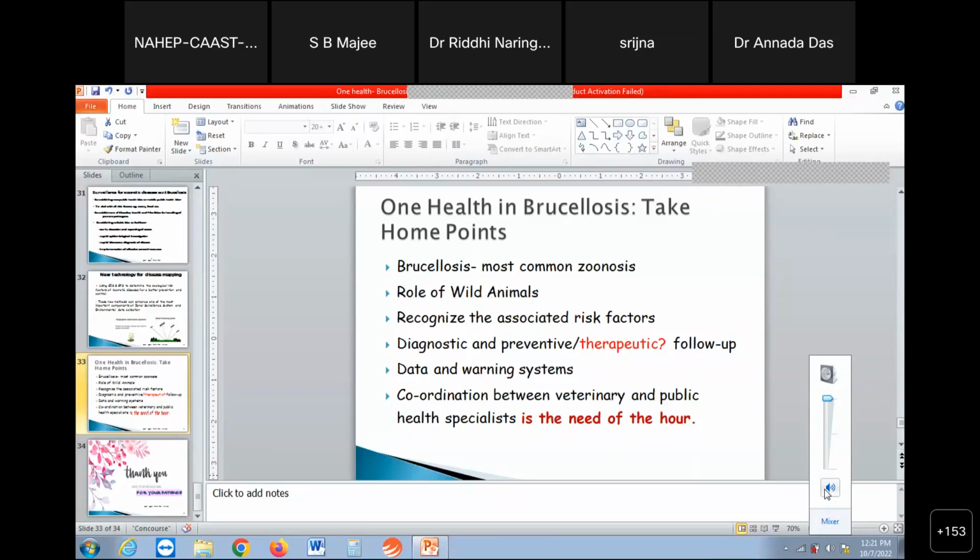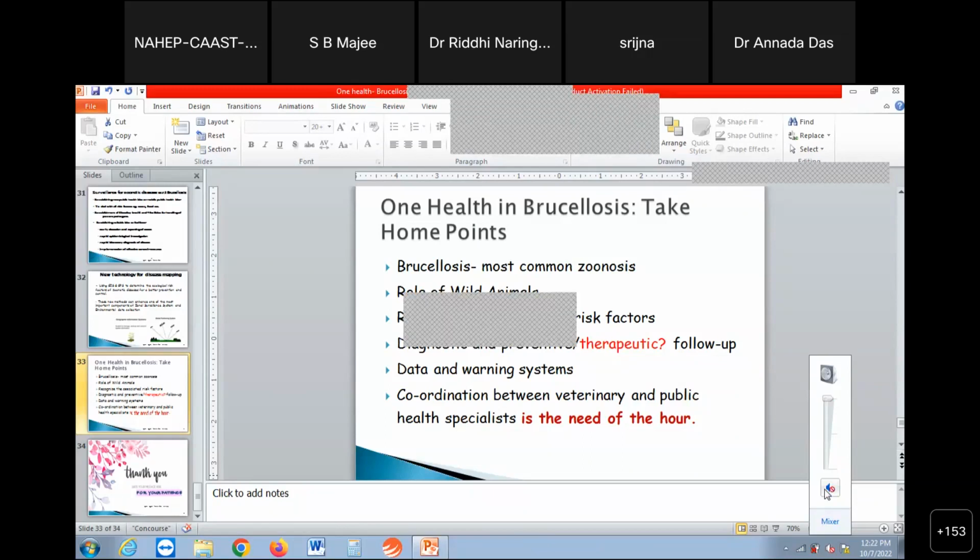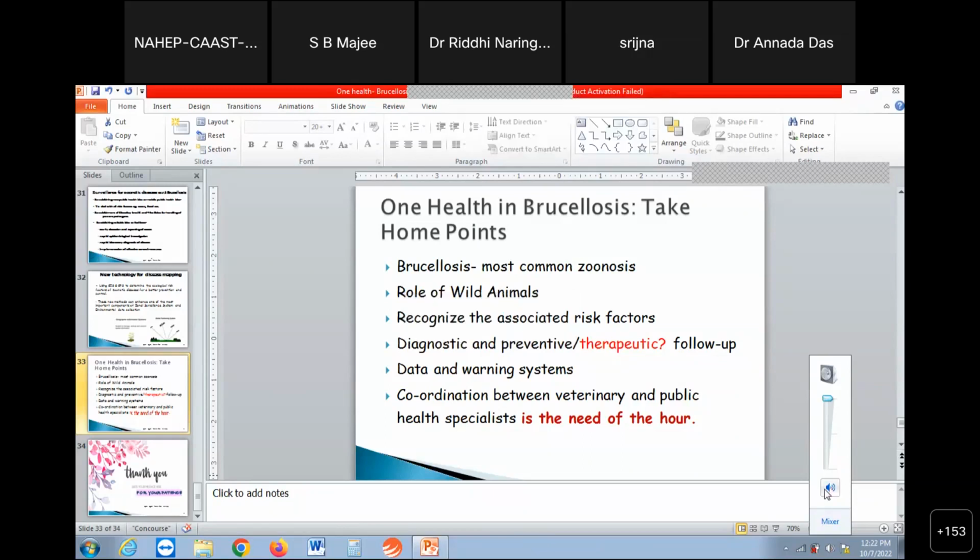Then, following up with good diagnostics, preventive, and therapeutic measures. I put this in question because therapeutics in animals is still a need to be addressed. We need to find better drugs. We need to find better nanoparticulate drug delivery systems and also very good vaccinations. So nano vaccine, nano drug for follow-up along with good diagnostics.